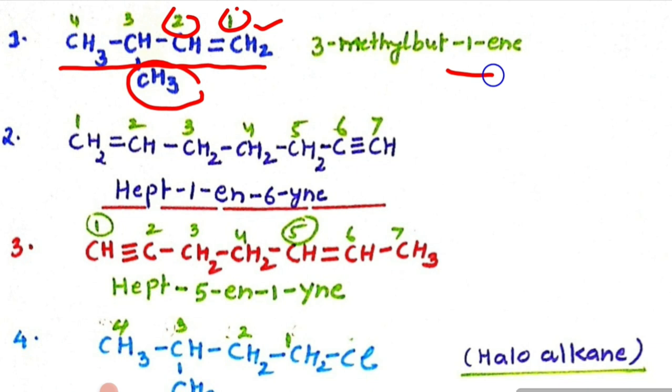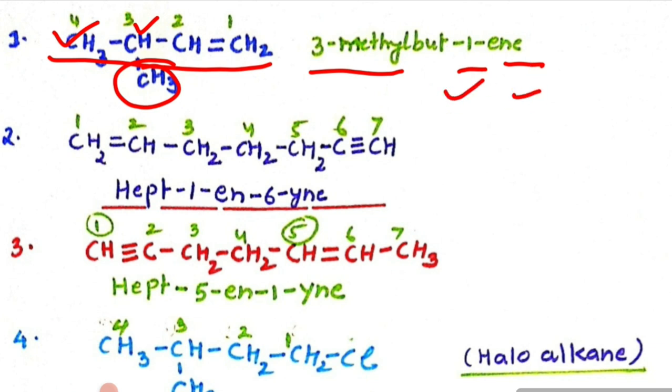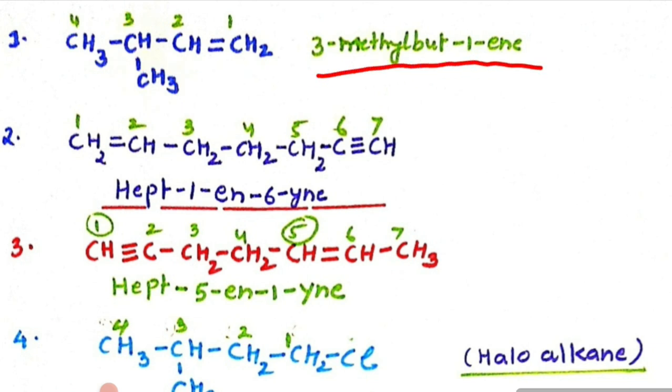So the name of the compound will be 3-methyl. At position 3 there is a methyl, and the root word is butane because it contains 4 carbon atoms, and the suffix that should be added is "-ene". The position should be written first, followed by the name of the functional group, that is "-ene". First of all, you have to write down the position and then the suffix. So the name of the compound will be 3-methylbut-1-ene. Now let us take another example.